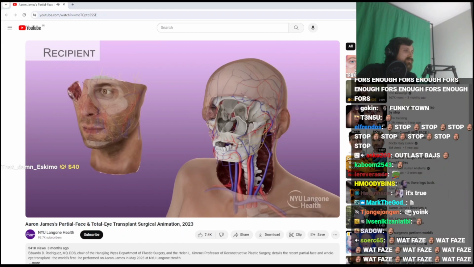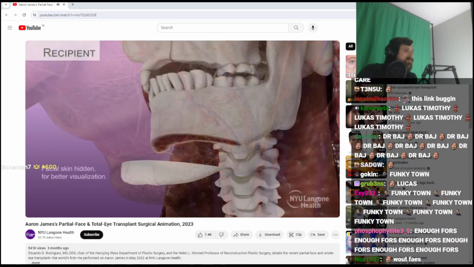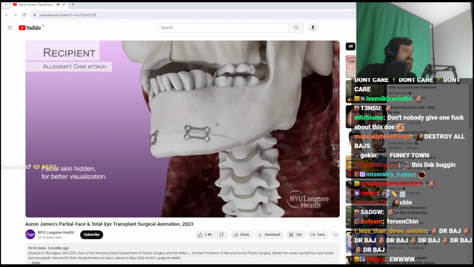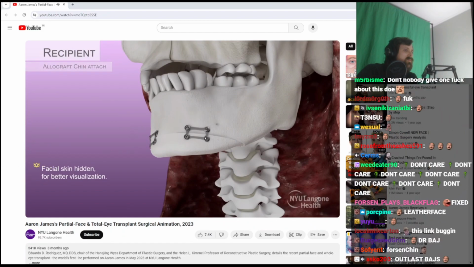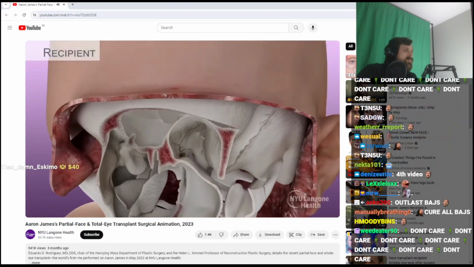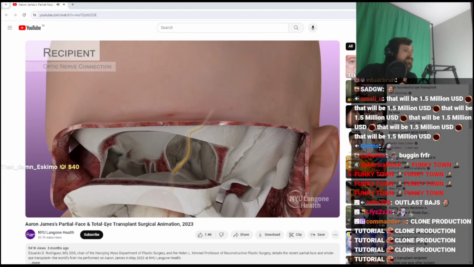At this time, the facial allograft was brought into its appropriate position, and rigid fixation was performed at the level of the chin using low-profile titanium plates and screws. The cut ends of the mental nerves were approximated at this time. Using an operating microscope, the optic nerve coaptation was then performed.